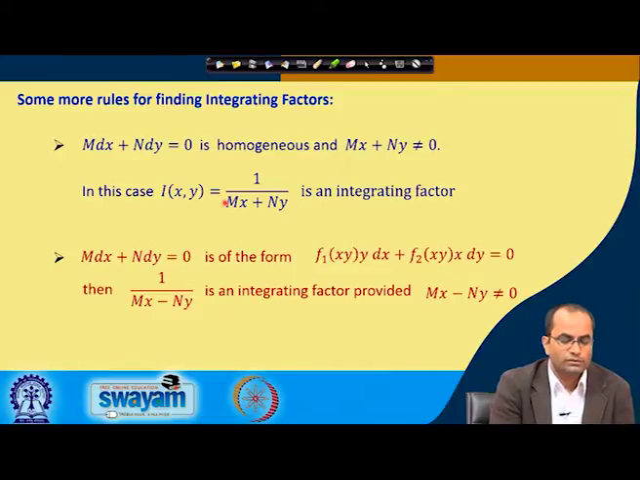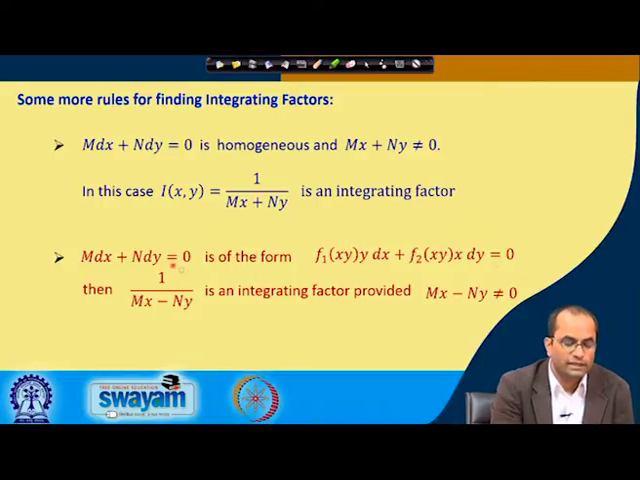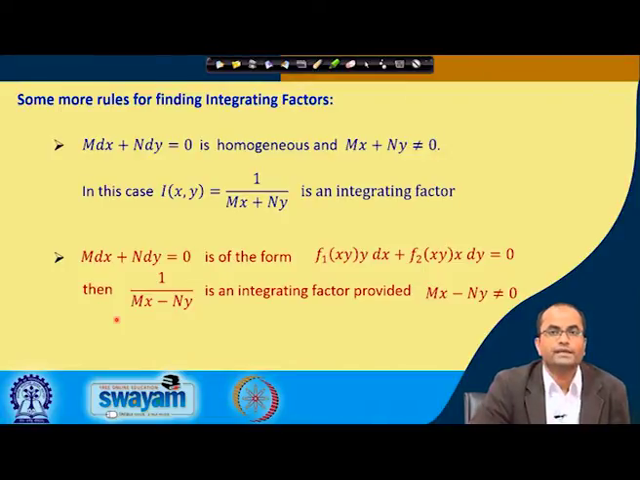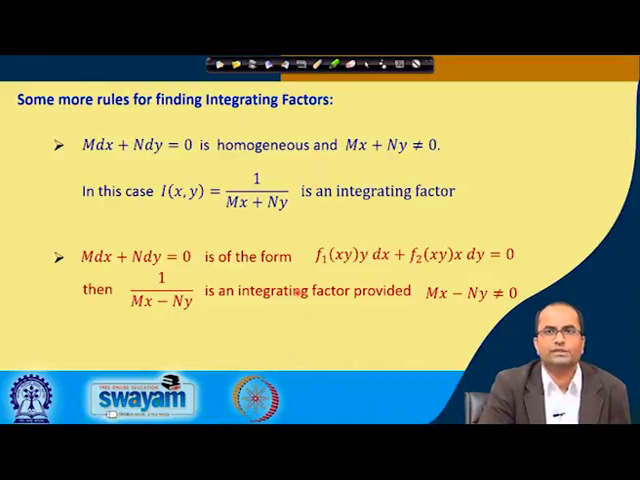Another possibility here is that M dx plus N dy equal to 0 is of this form: some function of xy times y dx, plus another function of xy times x dy. Then 1 over Mx minus Ny, if this term is not equal to 0, will be an integrating factor, and if we multiply this to the equation, it will become exact. So many more such rules can be derived from there, but what we have discussed is a very general approach, and from there we have at least seen how to get the integrating factor in those special cases.